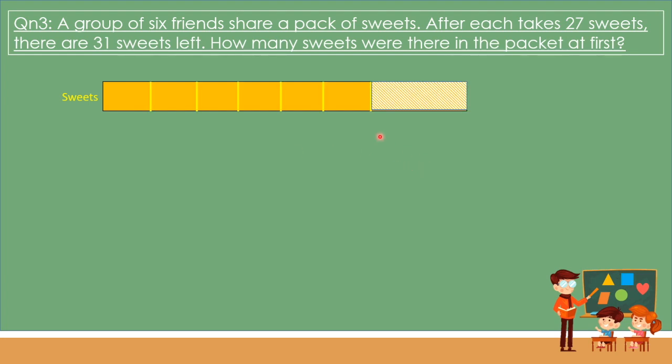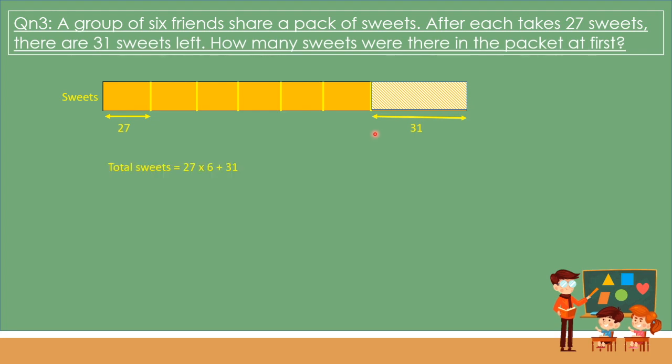So what am I doing here? So 6 friends take 27 sweets each. So I have divided this part into 6: 1, 2, 3, 4, 5, 6. And this is 31 sweets left. So this part is 31 and each unit here is 27. So if you multiply 27 by 6, you get this part here, and this is just 31. So the total number of sweets in the packet is just 27 multiplied by 6 plus 31.